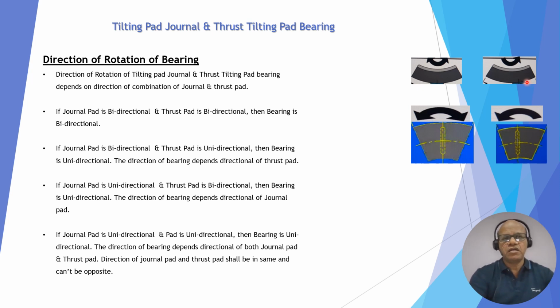If the bearing is unidirectional and tilting pad thrust is also unidirectional, then like this it is not possible. If it is rotating like this, then you cannot use this combination. Actually this pivot should be closer to this, then direction will be like this. So always you have to see the direction of journal bearing and direction of thrust pad bearing both should match if both are unidirectional.